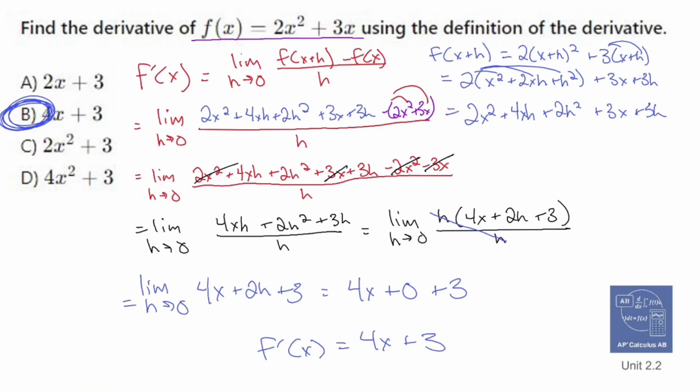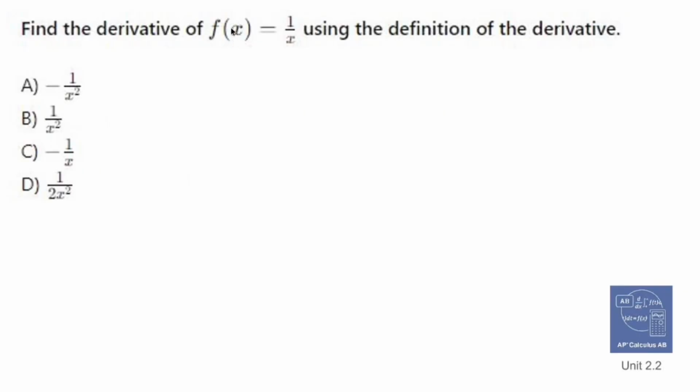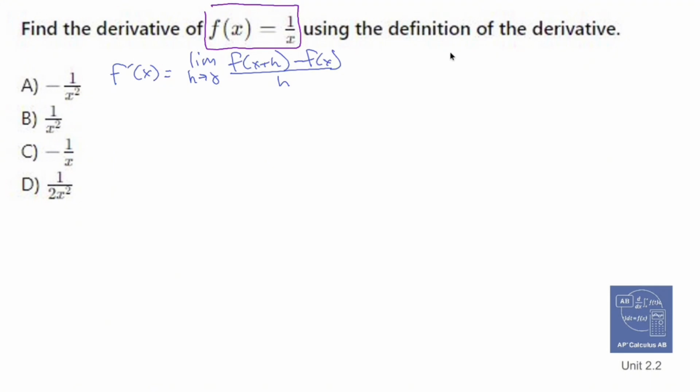Wasn't that fun? Find the derivative of f of x equals 1 over x using the definition of the derivative. Well, if I have f of x, that means I'm trying to find f prime of x. Now, what's the definition of the derivative? Well, that's the limit as h approaches 0 of f of x plus h minus f of x all over h. So what I have to do is I know what f of x is. Okay, there you are, your f of x.